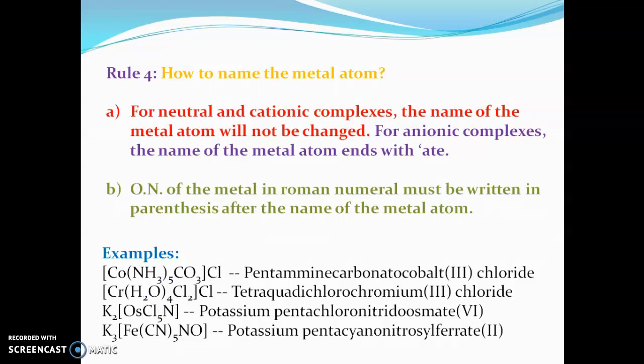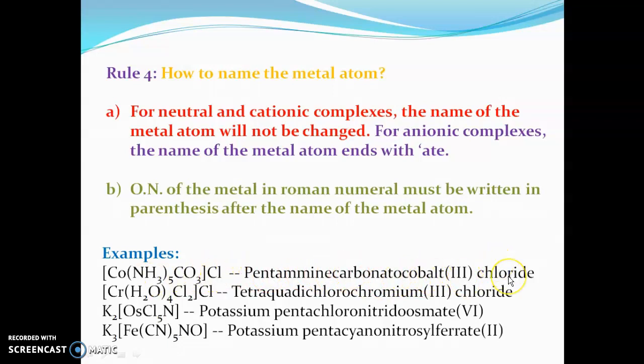So when it comes to rule 4, in the case of cationic complexes, the name of the metal atom will not be changed. Therefore, the cobalt name is written as it is. So pentamine, carbonato, cobalt. Next, when we calculate the oxidation number, it comes out as 3, which is written in Roman numerals within the parenthesis. So pentamine, carbonato, cobalt 3.